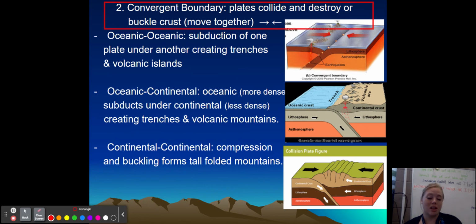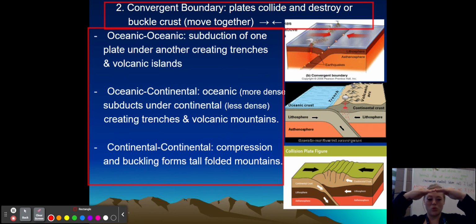Oceanic to oceanic, that just means 2 ocean plates. Oceanic to continental, an ocean plate and a continental plate. Continental to continental, moving together. And this causes different things, and you will need to write all 3 of these. An oceanic to oceanic will create a subduction, which just means one of them has to go under. And when it does that, it creates volcanic islands, but it also creates these trenches right there. So it's causing this crazy trench action.